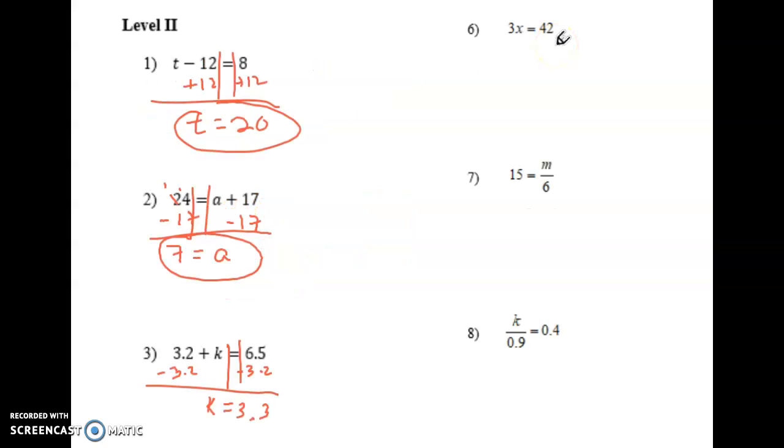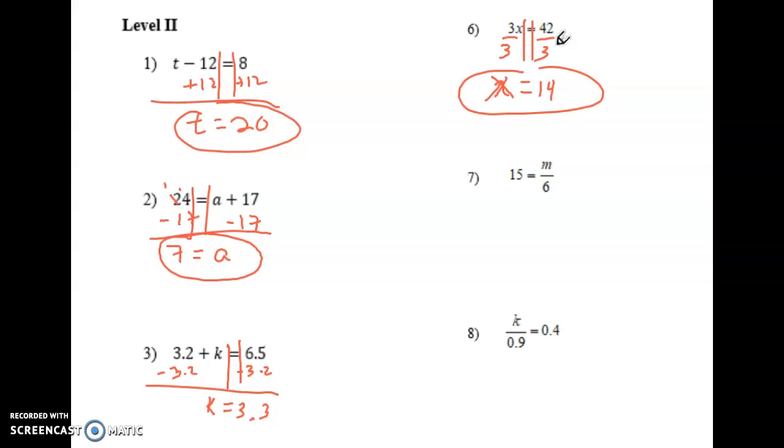Number 6, 3x equals 42. Draw my wall. Who does x want to get rid of? He wants to get rid of the 3. What's the opposite of multiplying by 3? Dividing by 3. So x, 3 divided by 3 is 1. X equals 42 divided by 3 gives me 14. And if you check, 14 times 3 should give you 42.